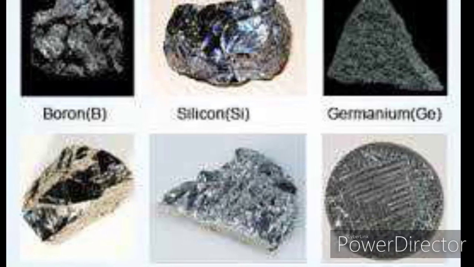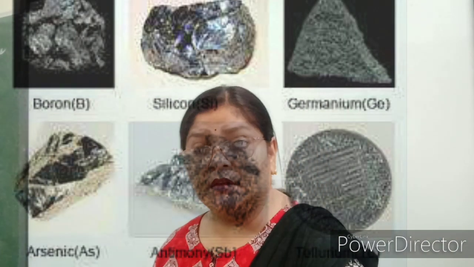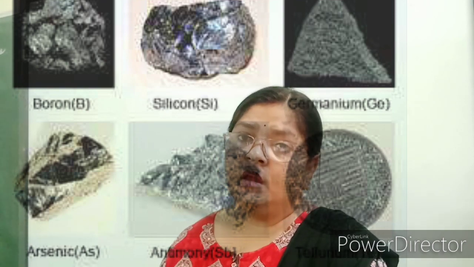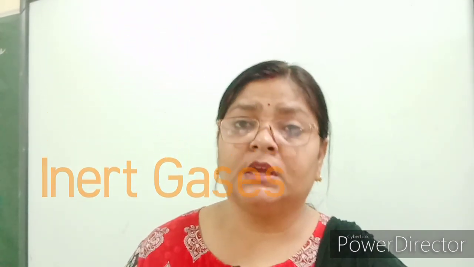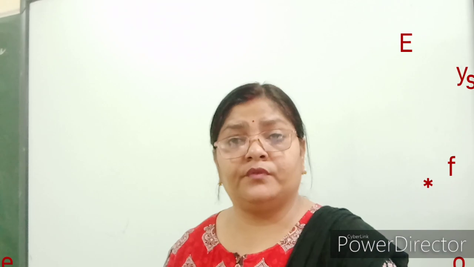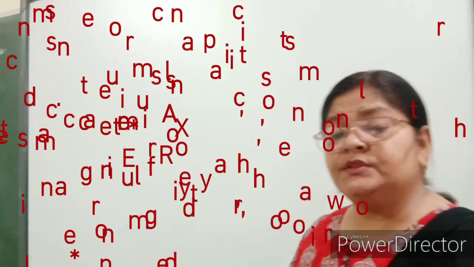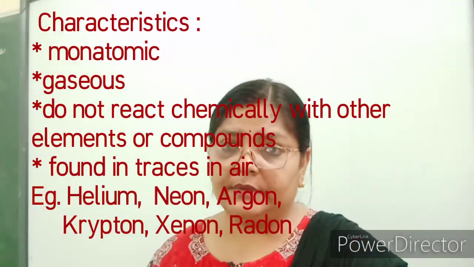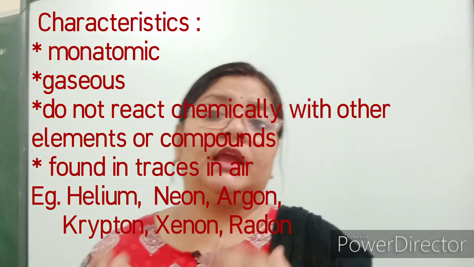For example, boron, arsenic, antimony, germanium, silicon present in sand. So these are all a different group of pure substances called metalloids. The fourth type of element is inert gases. So the inert gases, what happens? They do not react with other elements. Why? Because their valence shell has a complete 8 electrons.